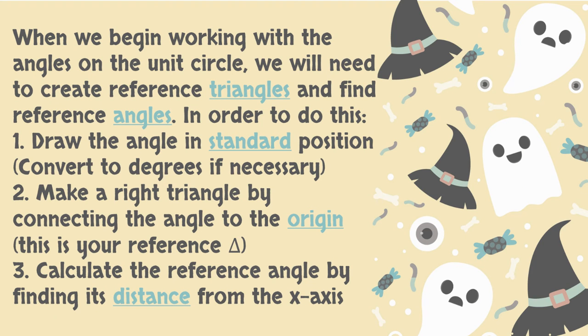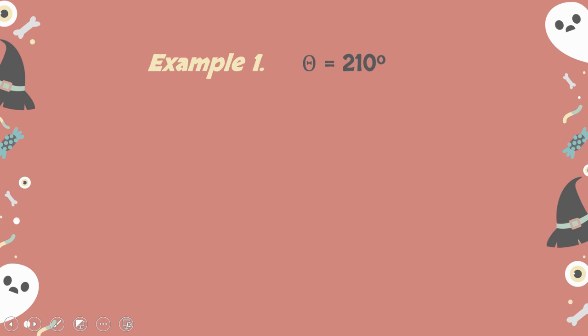So we are going to create a reference triangle by drawing the angle in standard position. Remember, that means we're starting at 0 and we're rotating around, okay? If it helps you to convert to degrees, that's fine. I would really like you to get comfortable with radians because we're going to do a lot in radians, but we'll work on that. Then we're going to make a right triangle by connecting the angle to the origin and the x-axis, okay? And then we're going to calculate the reference angle by finding its distance from the x-axis. So we're going to walk through a couple of these and how to do them.